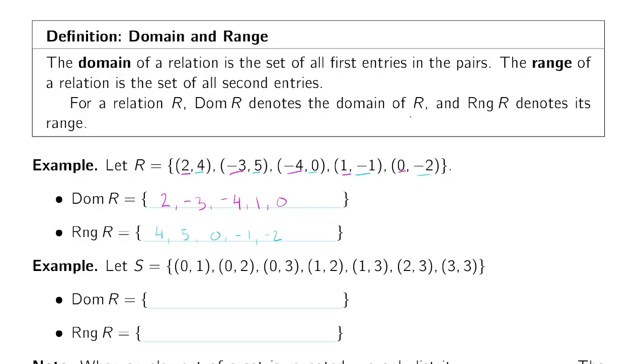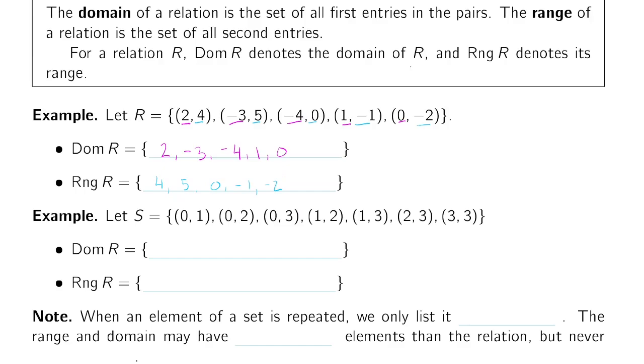The domain consists of all the first entries. The range consists of all the second entries. And notice when we write sets, the order doesn't matter. I've just written them down in the order that I see them. Let's see another relation.